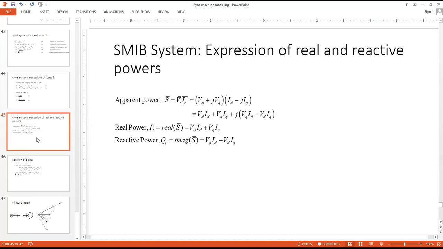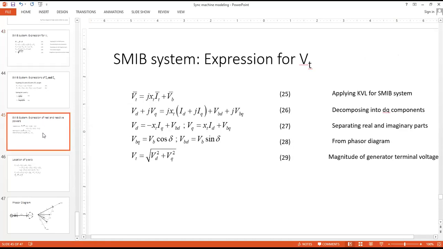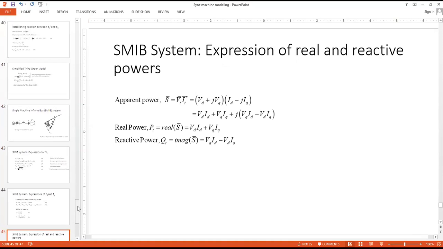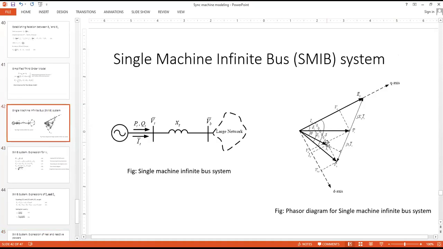So, in the last portion of the last lecture, we were discussing the phasor diagram, the construction of the phasor diagram for a network such as this, where we have a single machine connected to a large network that is represented by an infinite bus. And in between, we have a transmission link.